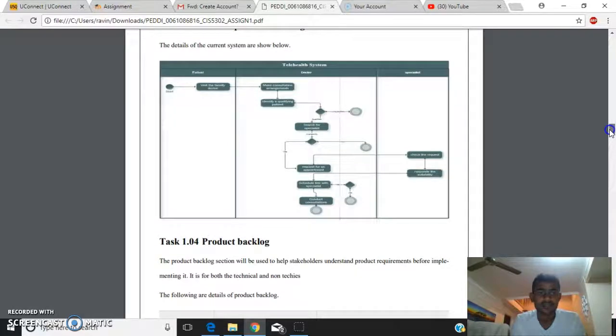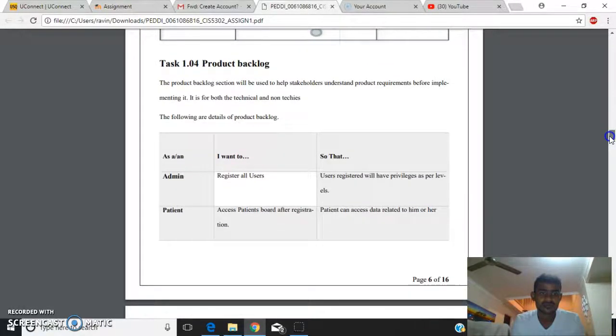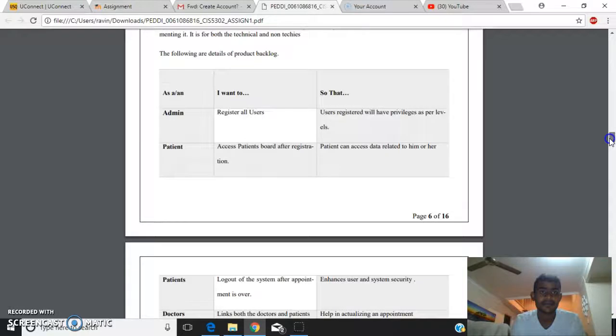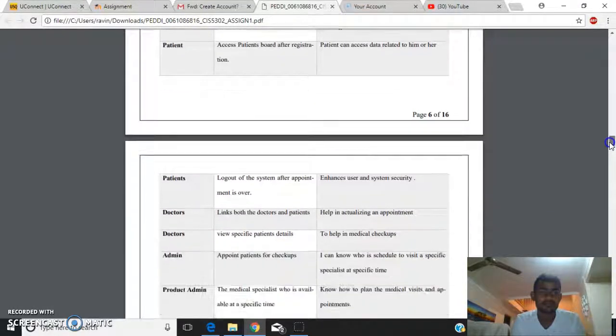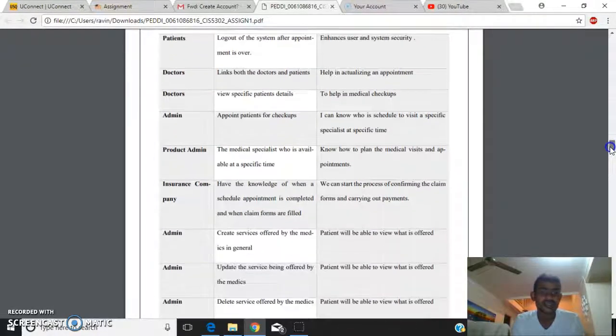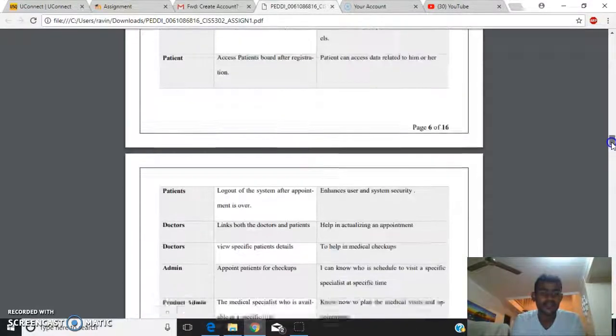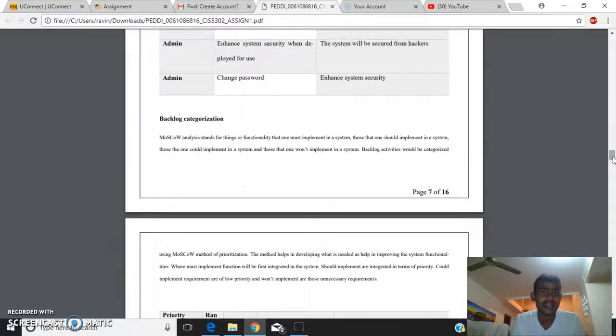And the next one is the product backlog. The product backlog will be used to help stakeholders, both technical and non-technical, understand product requirements before implementing it. Actually, there is admin, patient, doctors, admin, then product admin, insurance company admin. These are the product backlogs. Then after, we can discuss backlog categorization.